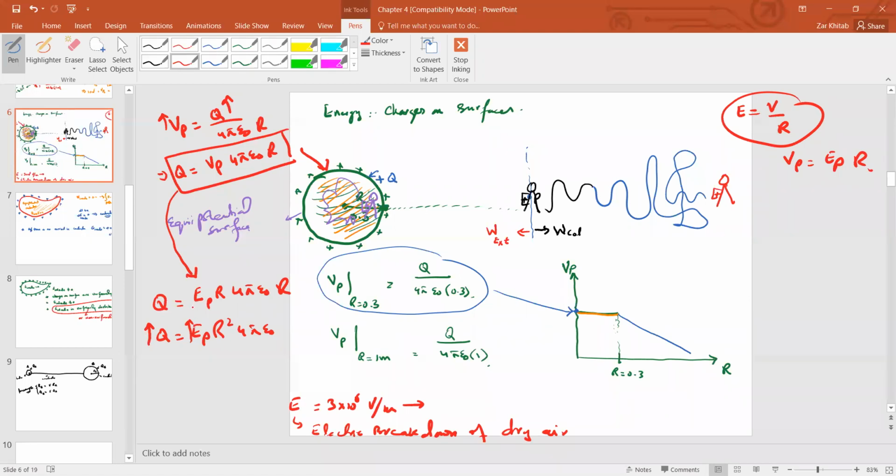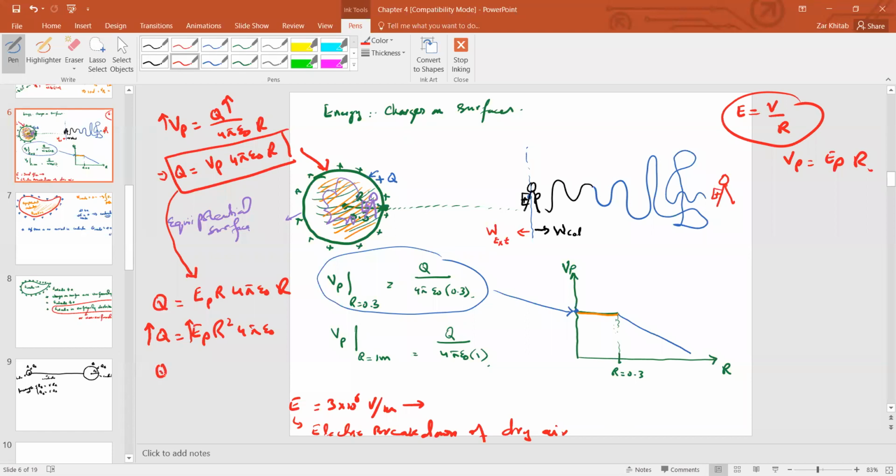If charge further rises, E will rise further. If E crosses this number, 3 million volts per meter, the charge will escape the structure. You remember this thing? Yes. So when you raise this charge, the electric field will rise, right? When the electric field reaches 3 million volts per meter, the charge will simply skip the structure. There will be no more space for the charge.